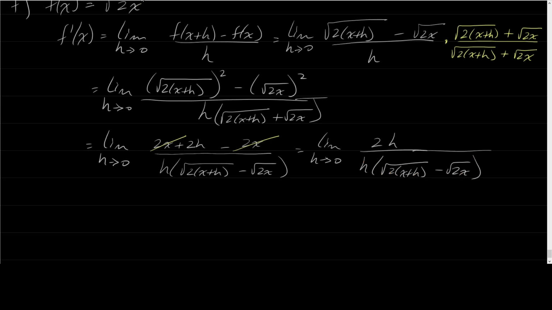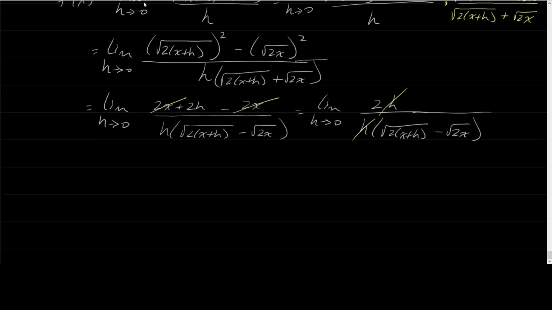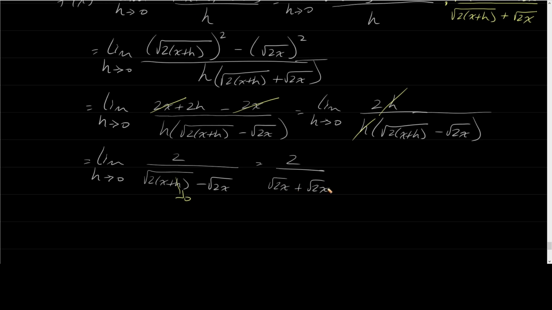All right. So at that point, we see that the h's cancel each other out. So we end up with the limit as h goes to 0 of 2 over the square root of 2 times x plus h minus the square root of 2x. But since h is going to 0, this piece right here goes to 0. So I'm left with just 2 over, well, here I have radical 2x plus radical 2x, giving me 2 over 2 radical 2x. Those 2's cancel out, so I have 1 over radical 2x.